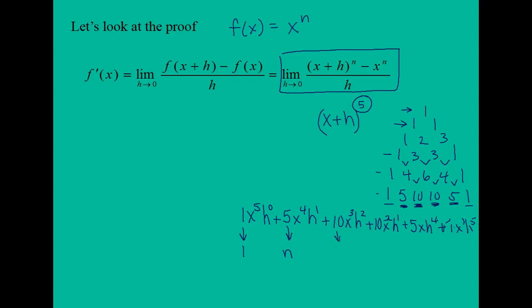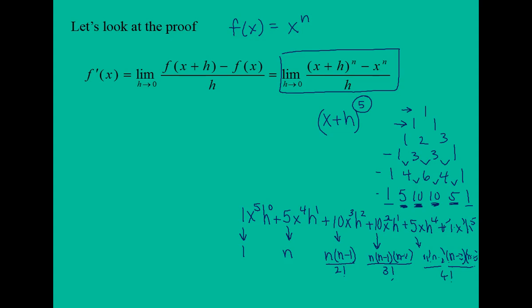Here, this 10 would be n times n minus 1 divided by 2 factorial. This would be n times n minus 1 times n minus 2 over 3 factorial. The next one would be n times n minus 1 times n minus 2 times n minus 3 divided by 4 factorial.